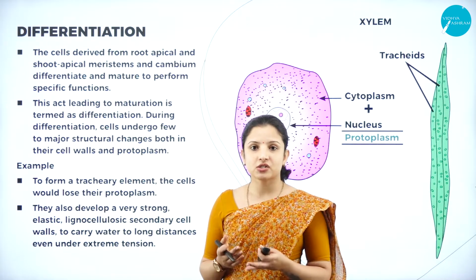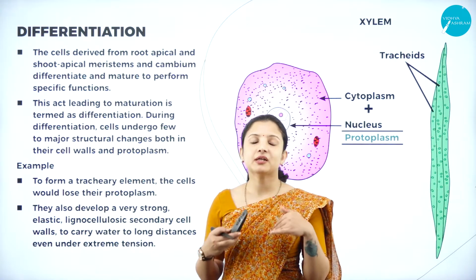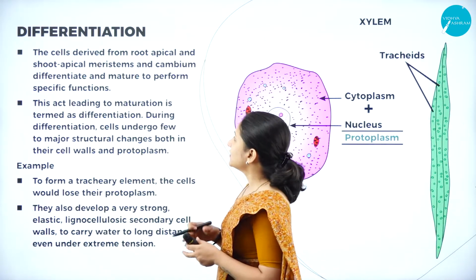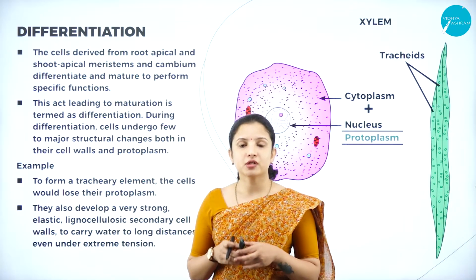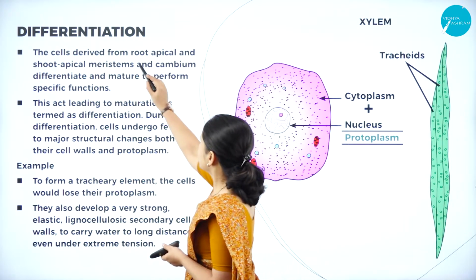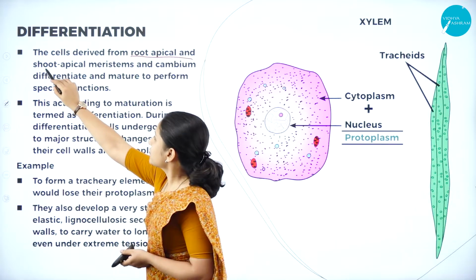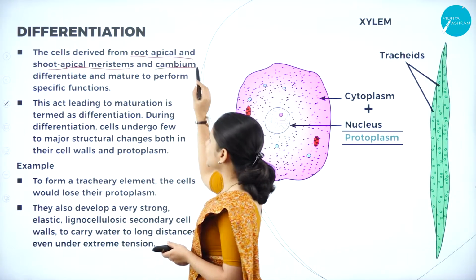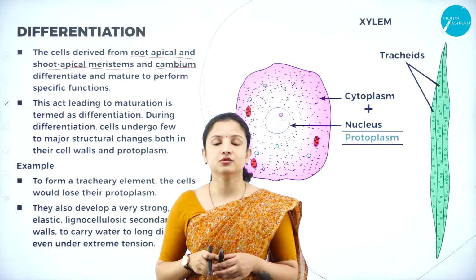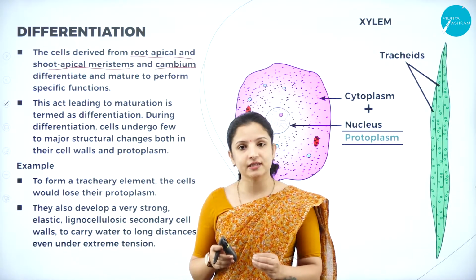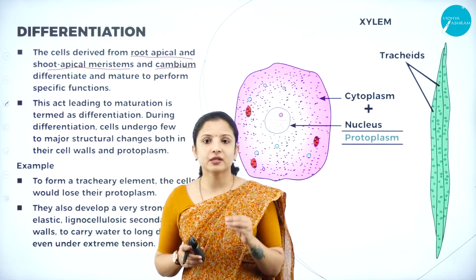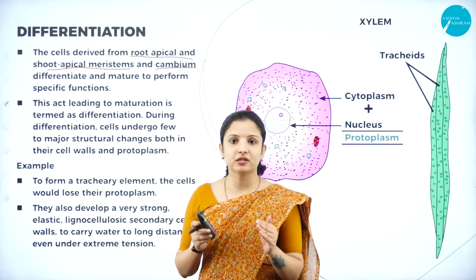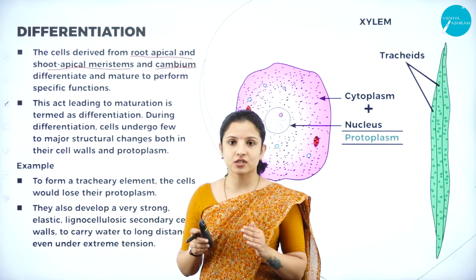So differentiation means the cells are becoming different, the cells are changing into something different. Here the cells are derived from the meristems, that is the root apical meristem and the shoot apical meristem, as well as the cambium. All this we have studied in the previous session. Because the actively dividing cells are present in the shoot apical meristem, the root apical meristem, the lateral meristem and also the cambial region, right? So in those regions, what happened?